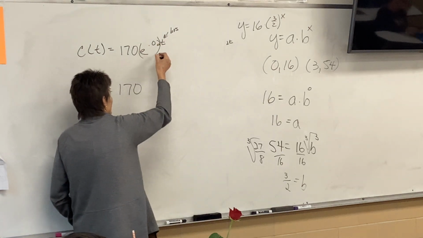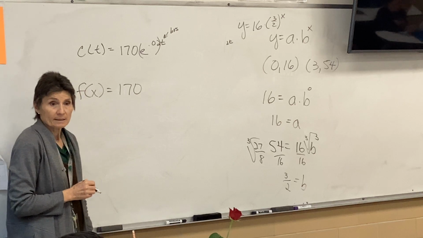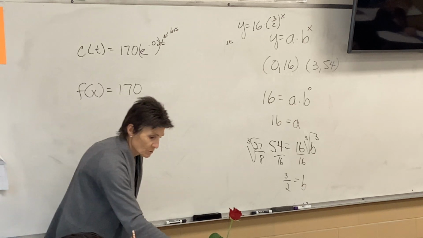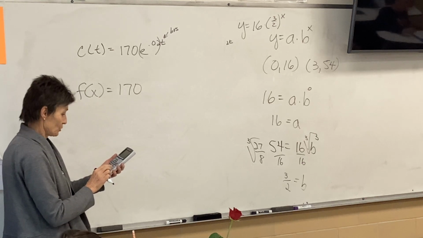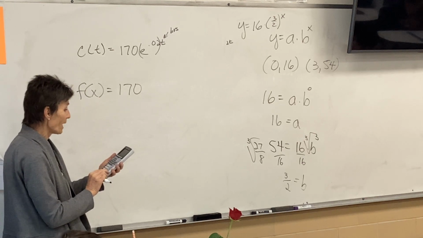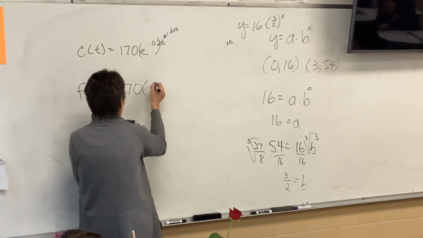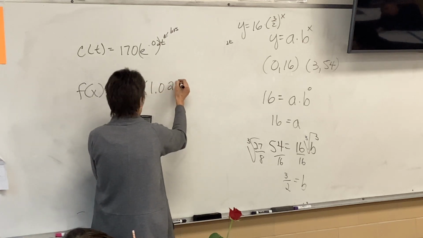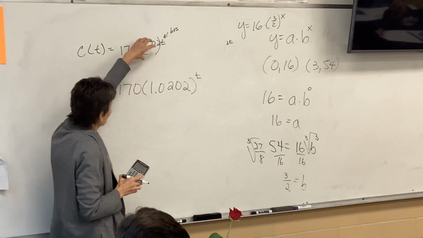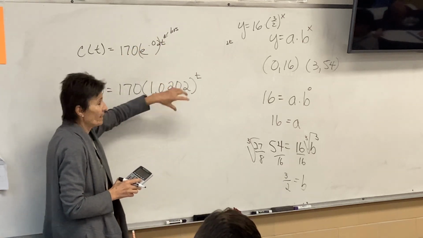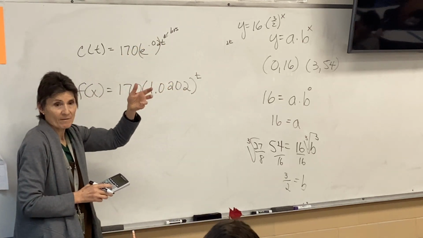This right here can be calculated as a decimal. So what is that? E to the 0.02 power is 1.0202 to the t. So you see what I did there, Riley? Okay. Now, what's the benefit of that?